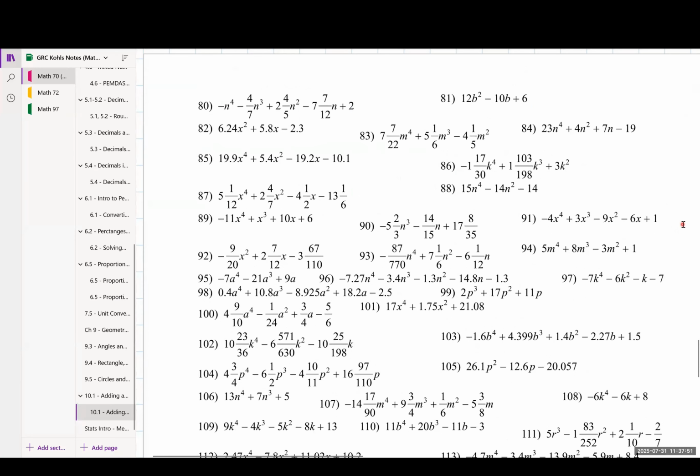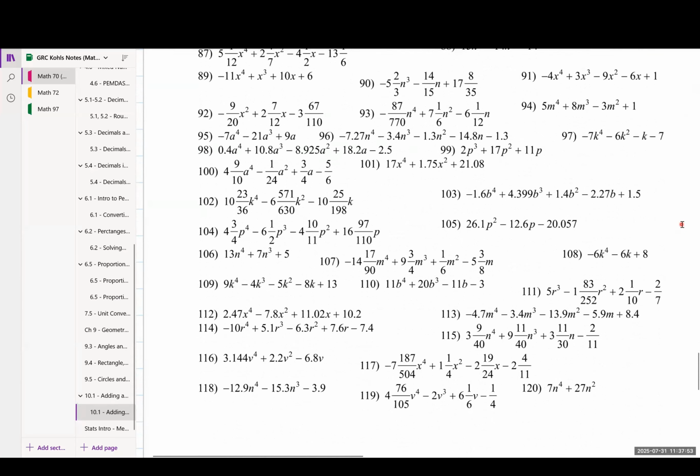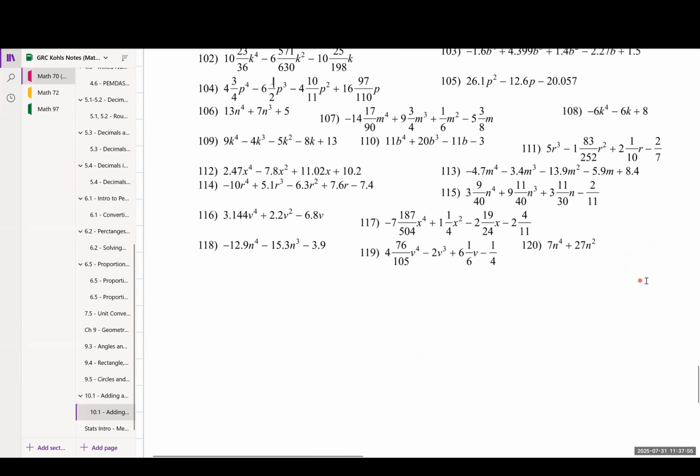We do go down to 120. So we've got, there we go, the last one there. And apologies again for the way that the answer key is displayed. It's a little weird in that regard, but it is all there.